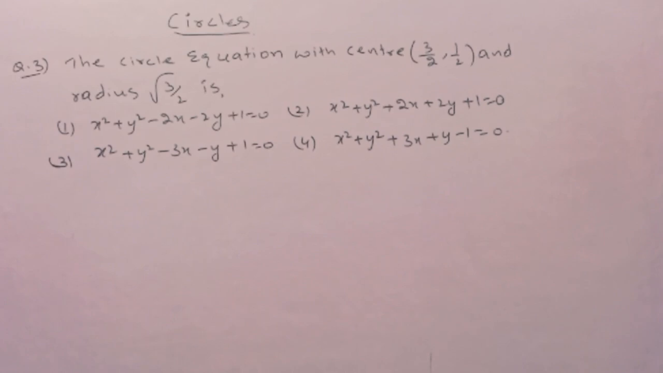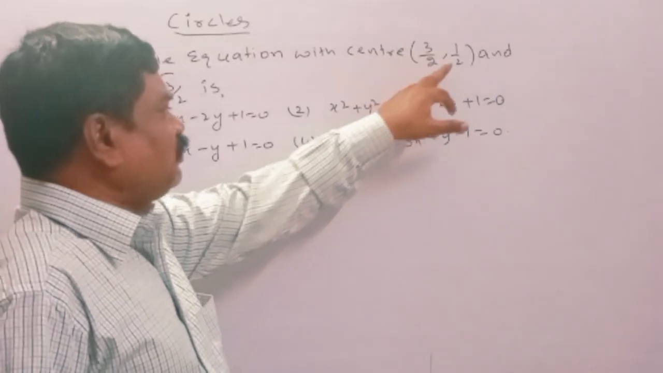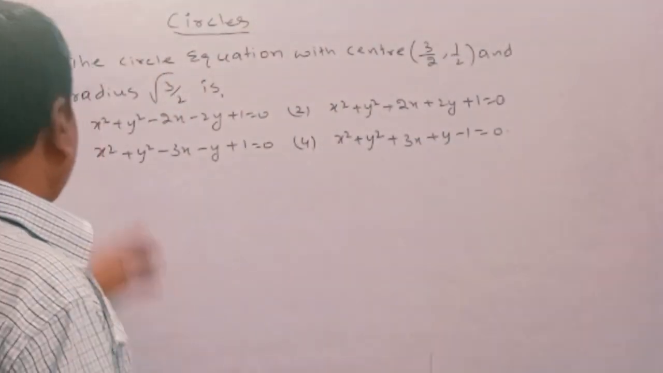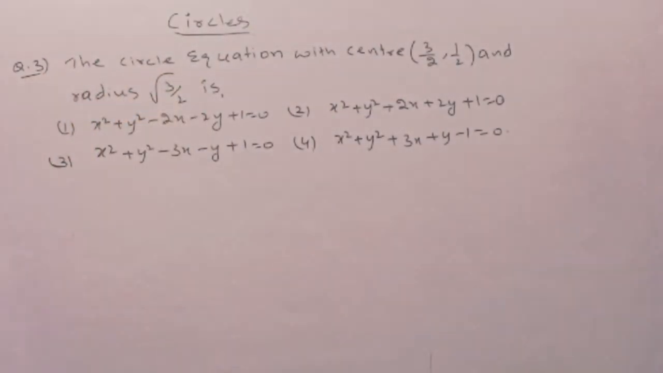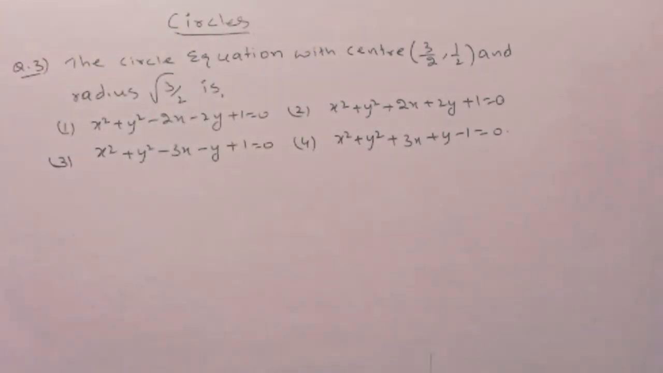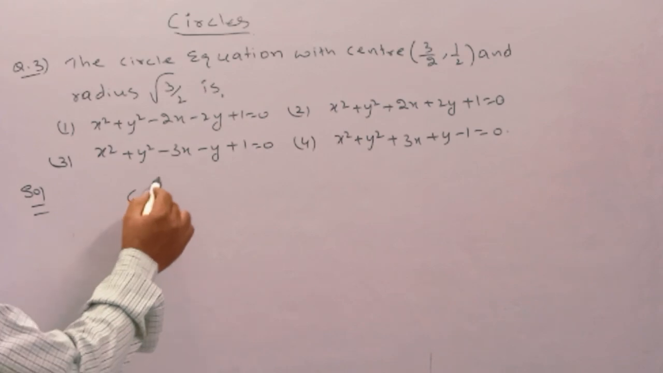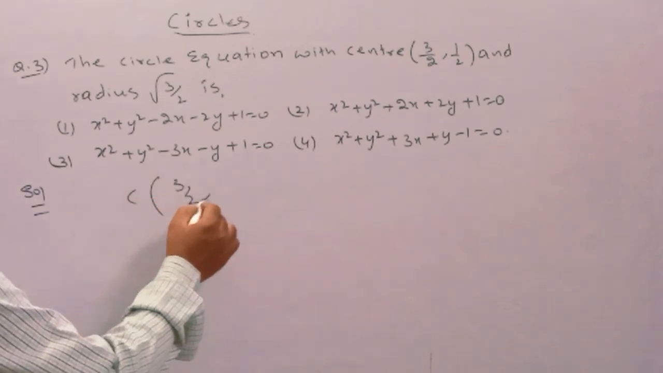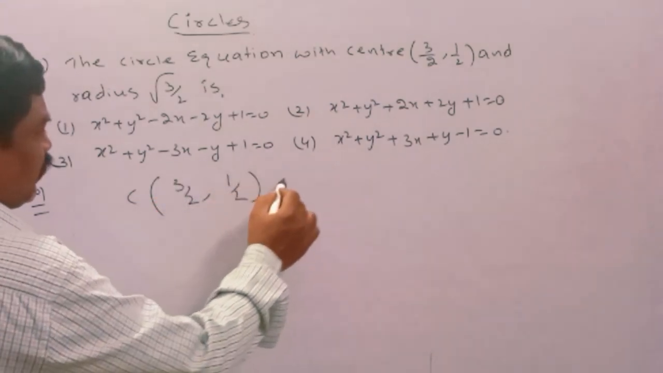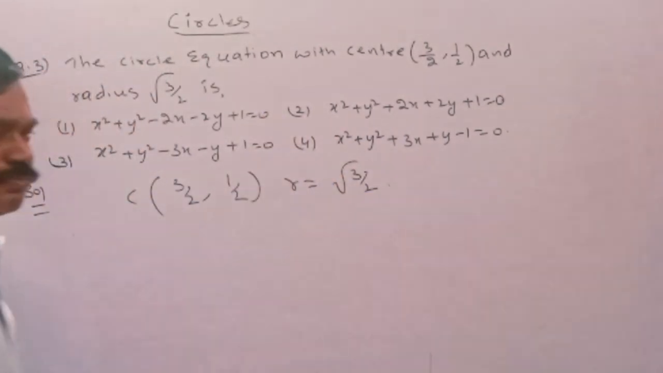Here we have one more problem from the circle chapter. The circle equation with center 3 by 2 comma 1 by 2 and radius root 3 by 2 is. These are the options given. So what is given here? The circle center is given, 3 by 2, 1 by 2, and the radius r is given, that is root 3 by 2.